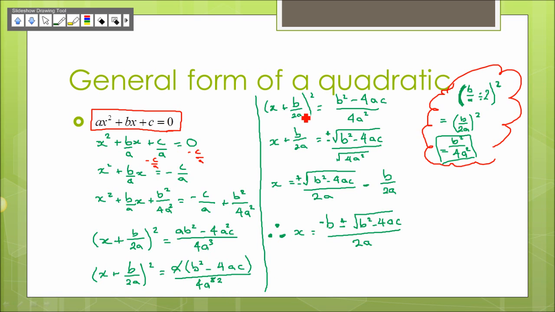And that left me with (x + b/2a)² = (b² − 4ac)/4a². Okay, then I continued to solve using the completing the square method. So I took the square root of both sides, and when you square root a fraction, remember you square root the top and the bottom of your fraction.